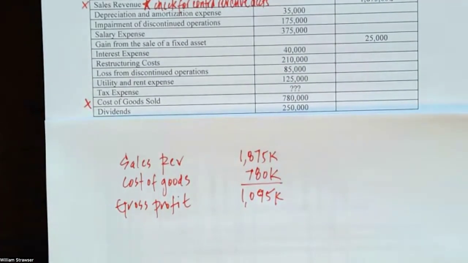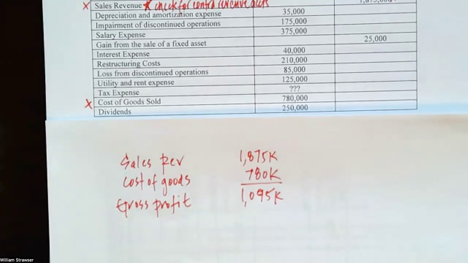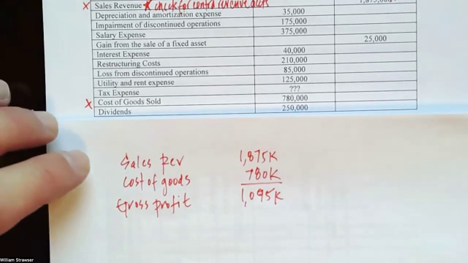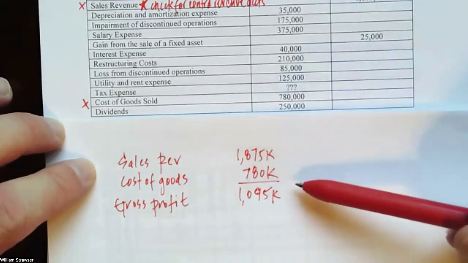1,095,000. All right. Make sure I get my calculator out. I had a mental that. My brain calculator is not working too fast right now. All right, so we got our gross profit.